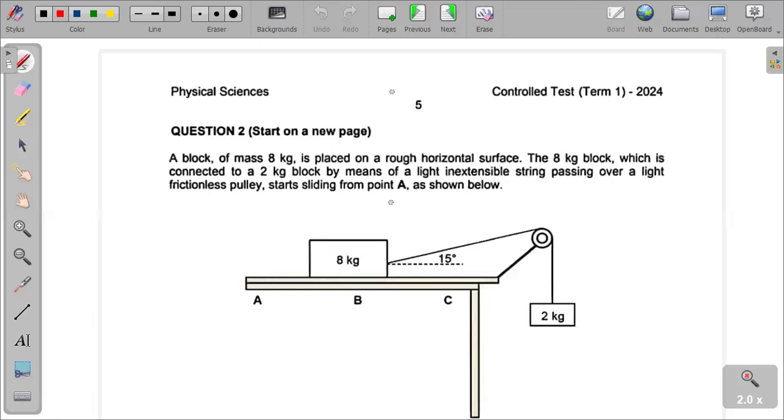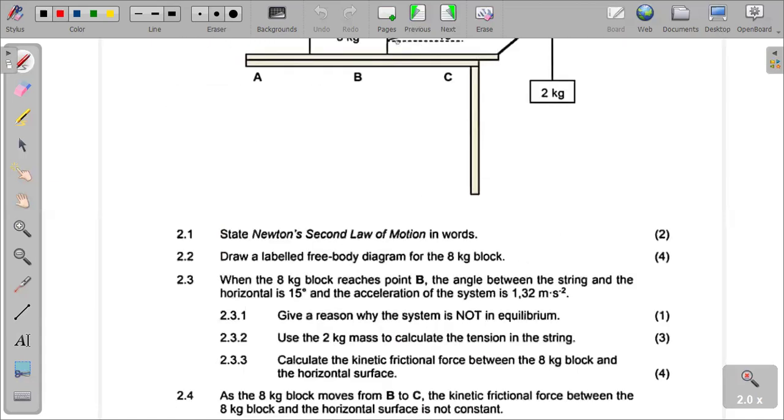Question 2 is saying a block of mass 8 kg is placed on a rough horizontal surface. The 8 kg block is connected to the 2 kg block by means of a light inextensible string passing over a light frictionless pulley, and starts sliding from point A as shown below, right? 2.1, state Newton's second law in words. So it states that when a resultant force acts on an object, the object will accelerate in the direction of the force, with an acceleration directly proportional to the force and inversely proportional to the mass of the object, right? That's 2.1 there. 2.2 is now saying draw a labeled free body diagram for the 8 kg block.